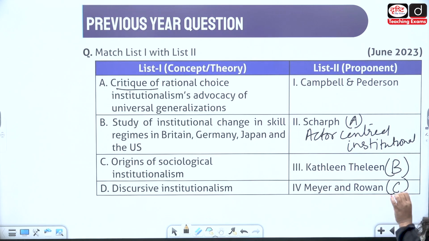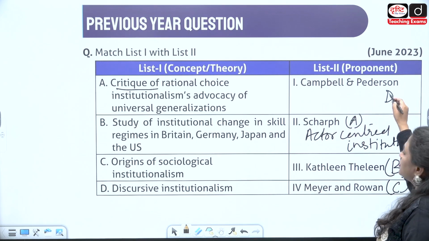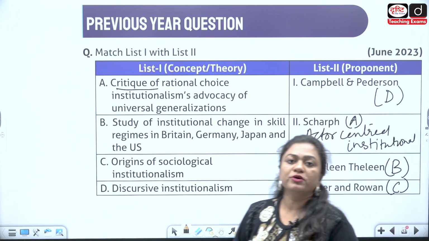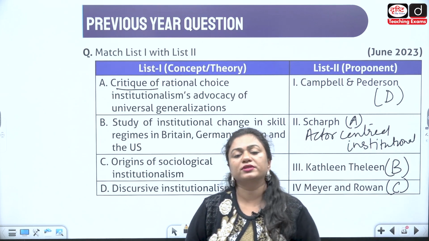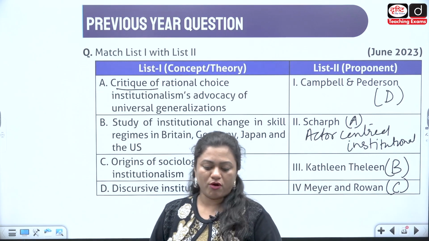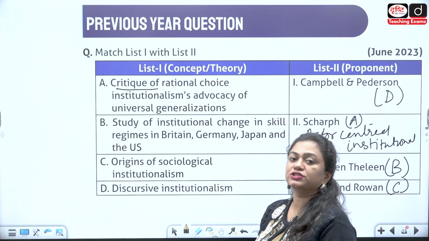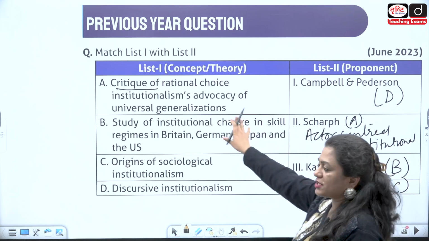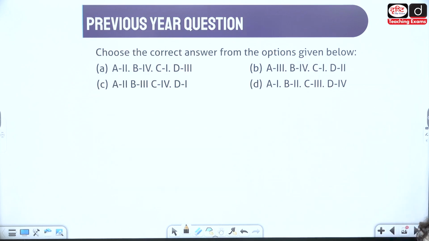Now we have discursive institutionalism, which obviously is left with Campbell and Pedersen. Campbell and Pedersen discussed neoliberalism as well as policy research, and they specifically looked at the national origins of policy ideas. So this is a very interesting match list 1 with list 2. So here we can find our options.